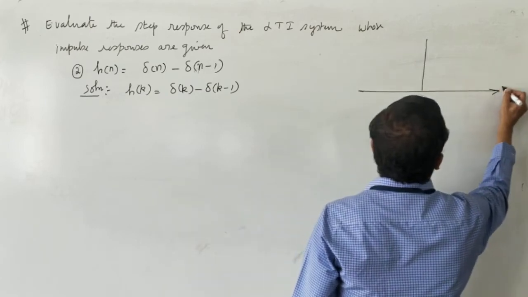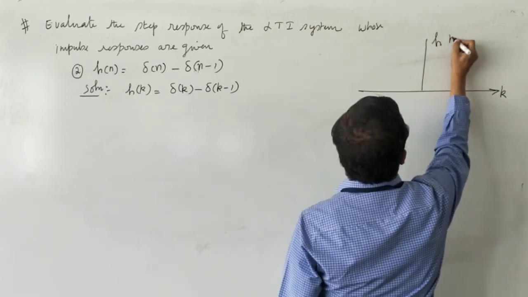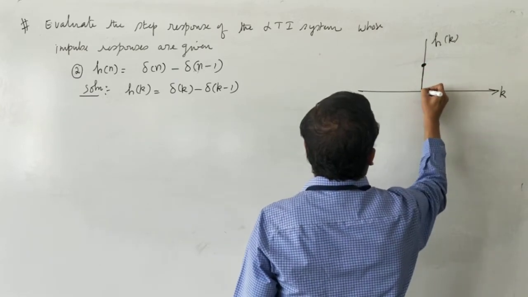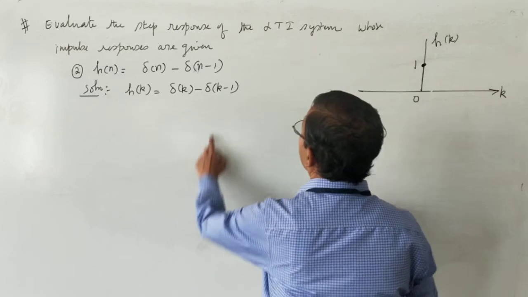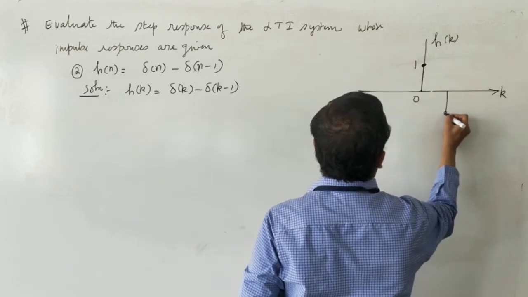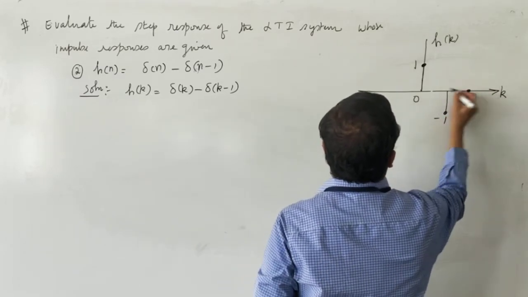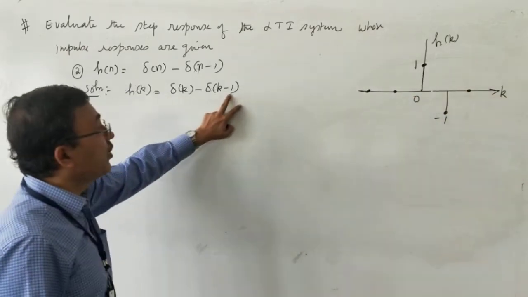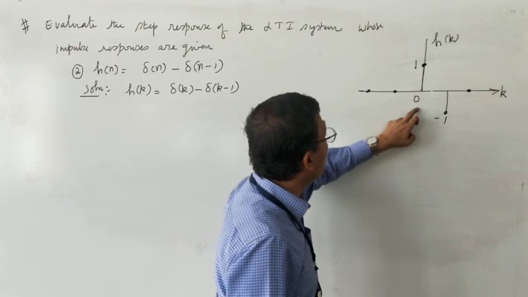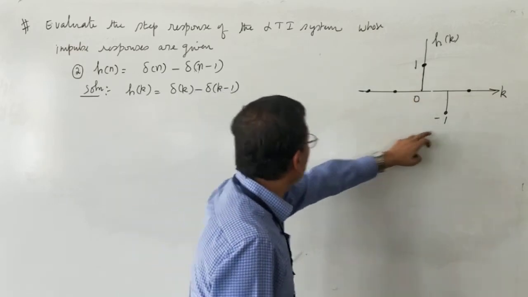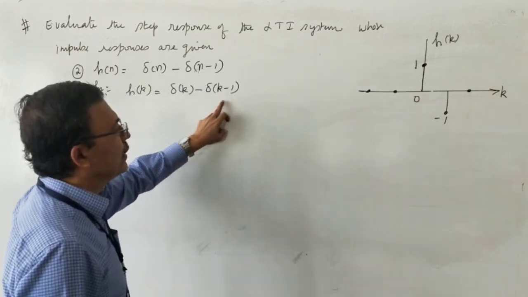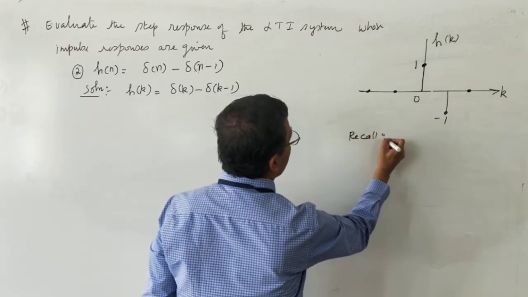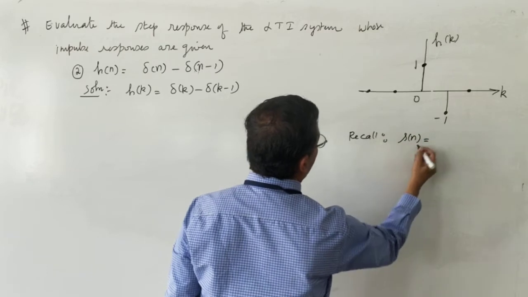X axis is k, y axis is h of k. When k equal to 0, you have a sample of amplitude equal to 1. At k equal to 1, you have a sample of amplitude equal to minus 1. Rest of the samples are all zeros. Only two non-zero samples are there, of amplitude 1 at k equal to 0, amplitude minus 1 at k equal to 1. Now what is the formula? Recall S of n is step response.